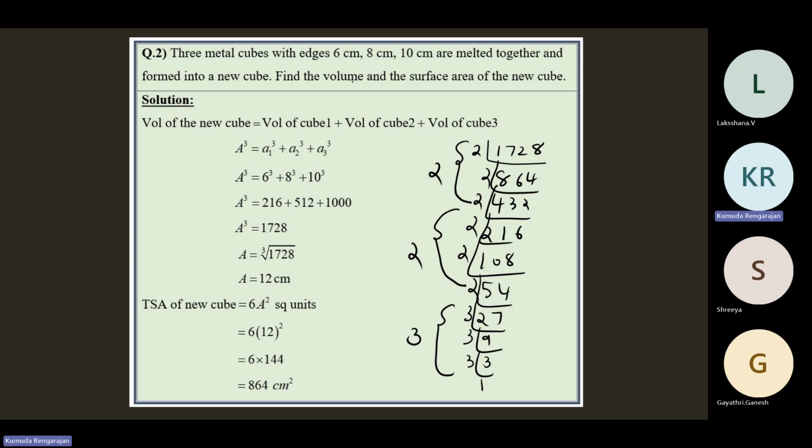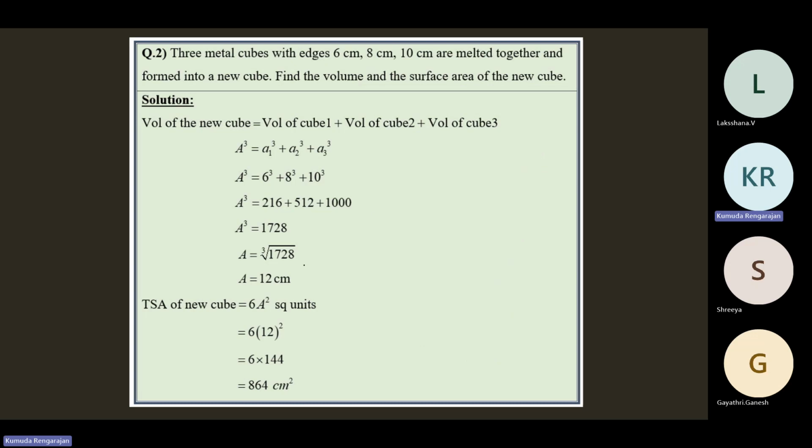Now the question is to find the volume and surface area of the new cube. Volume of the new cube is this one only. A cubed, no? What is the volume of the new cube? A cubed. This is volume. You can write it again if you want. Volume is equal to A cubed, that is equal to 12 cubed, which is 1728 centimeter cubed. This is volume.